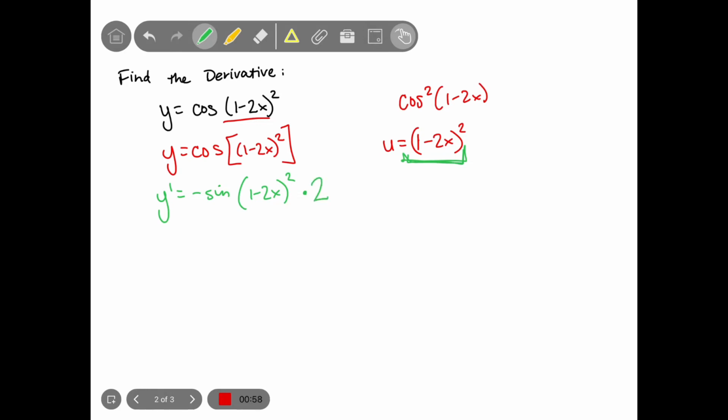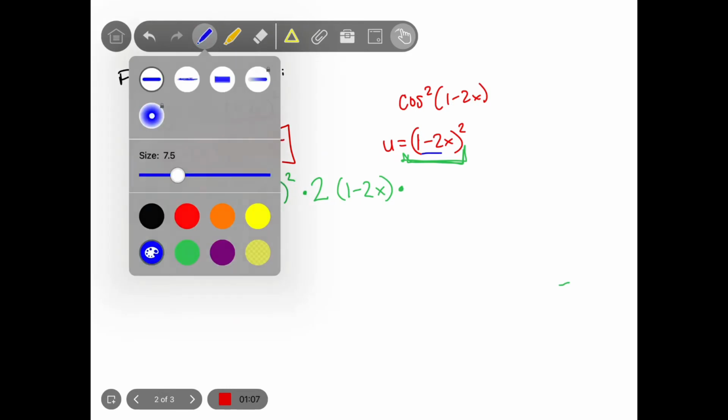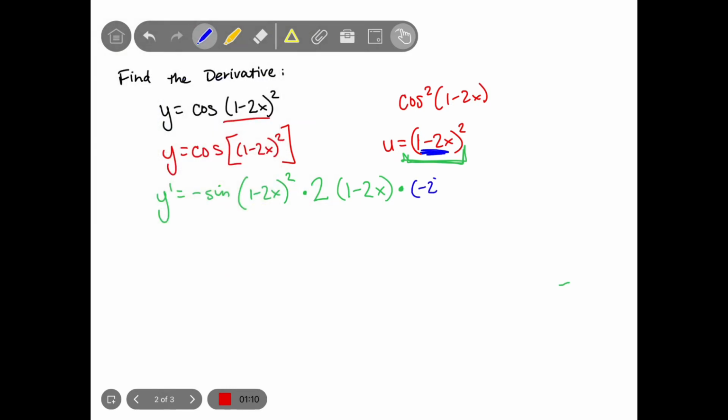So you have to do a power rule, evaluated at the inside, reduce 1 to the power, times the derivative of that inside stuff, which would be negative 2. Now as we go and we want to combine like terms and simplify, I can multiply negative 2 times 2 times that negative sign. So that'll give me y prime equals positive 4. And then I would probably write that piece next as 1 minus 2x times the sine of 1 minus 2x squared.